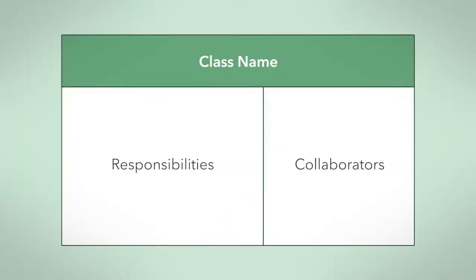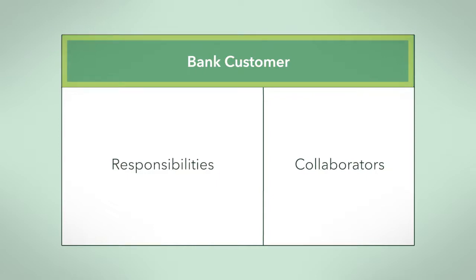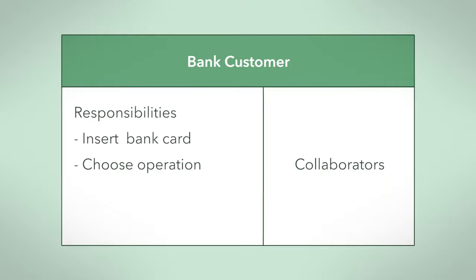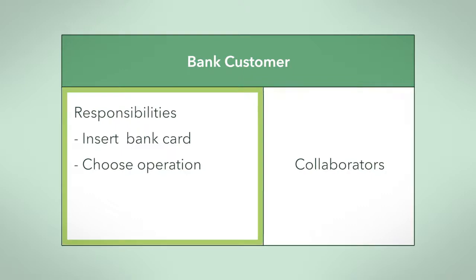Let us begin with a basic user component. In this example, our primary user would be a bank customer. That would go on our first CRC card. We place bank customer in the class name section. The bank customer's responsibilities are insert a bank card or choose an operation, such as deposit, withdraw, or check account balance. Let's list these in the responsibilities section of this CRC card. I'd go with insert bank card and choose operation, but write a description that makes sense for you.